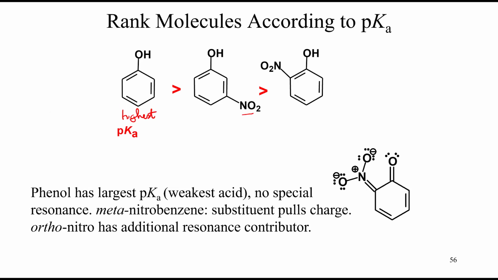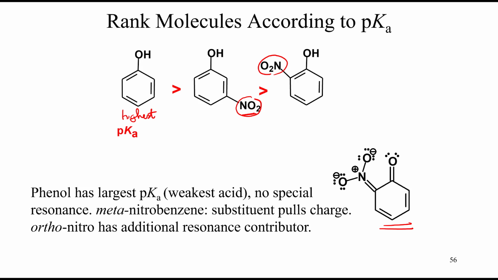And then in the meta position, remember when you have a nitro group in the meta position or in the ortho position, it changes the position of the nitrogen relative to where the electrons end up in the resonance structures. So we have the extra resonance structure when we put it in the ortho position, but when we have it in the meta position, we lack the extra resonance structure. The result is meta position tends to be less acidic than ortho or para.